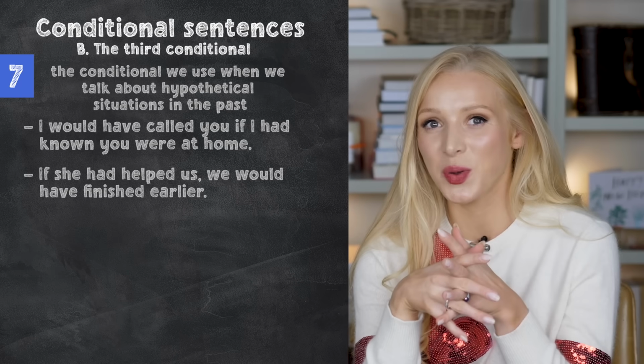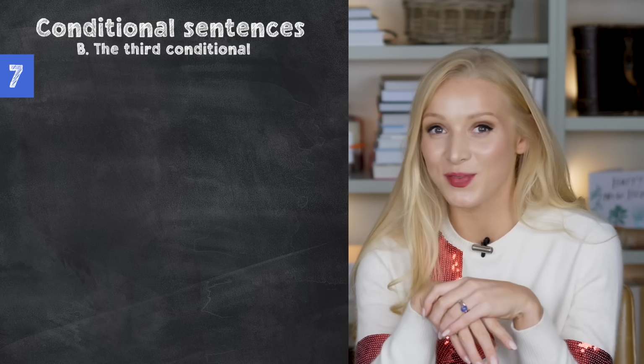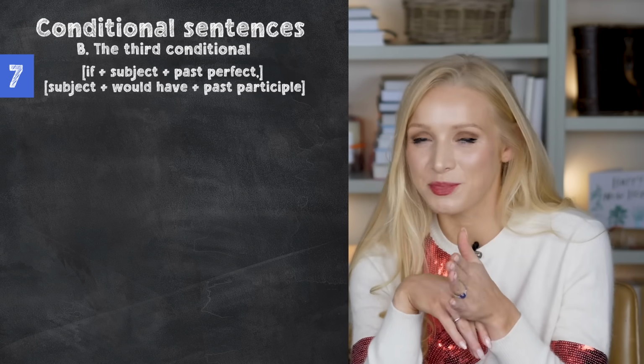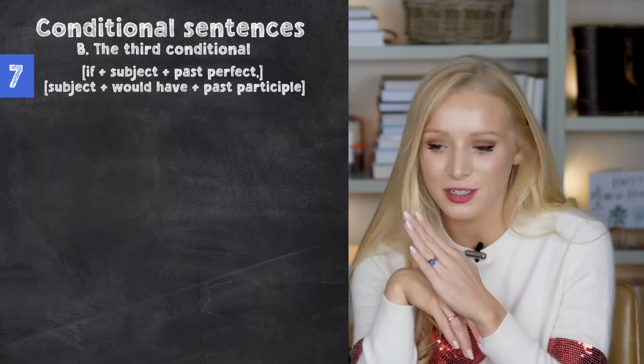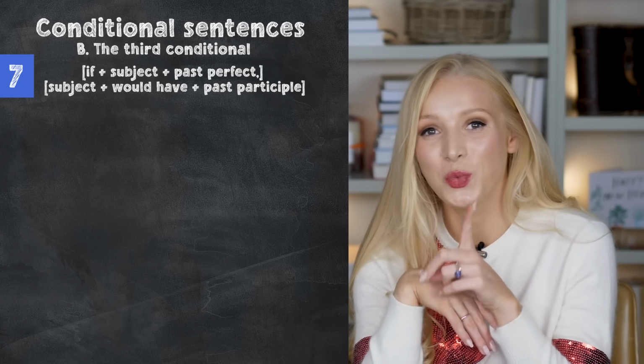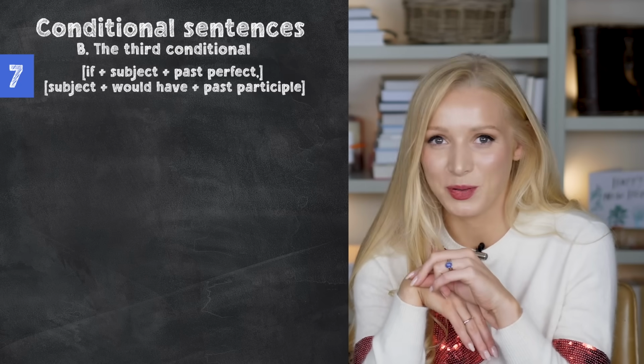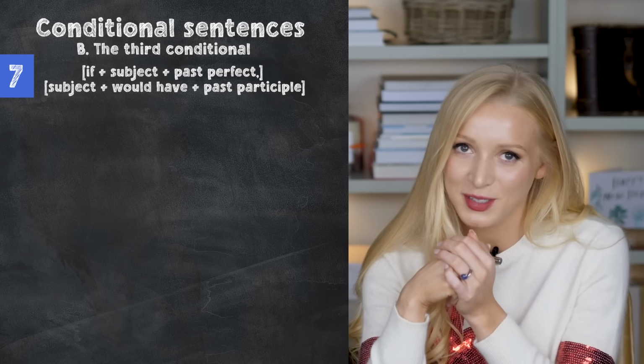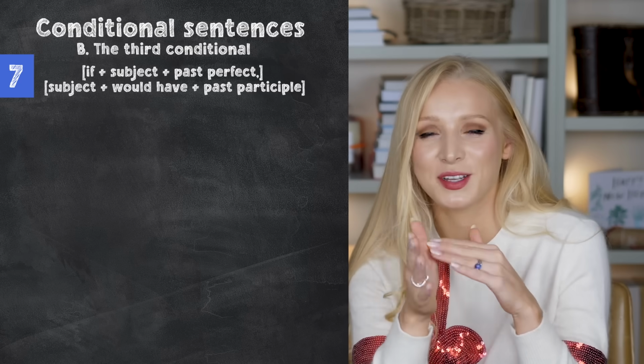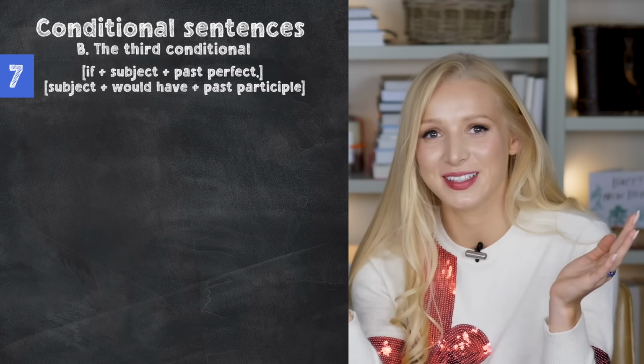Let's look at the structure quickly. The whole comma situation is very similar. If plus subject plus past perfect, comma, subject plus would have plus past participle. If the if clause comes first, we need a comma. If it comes second, we do not. Let's take a look at some examples.